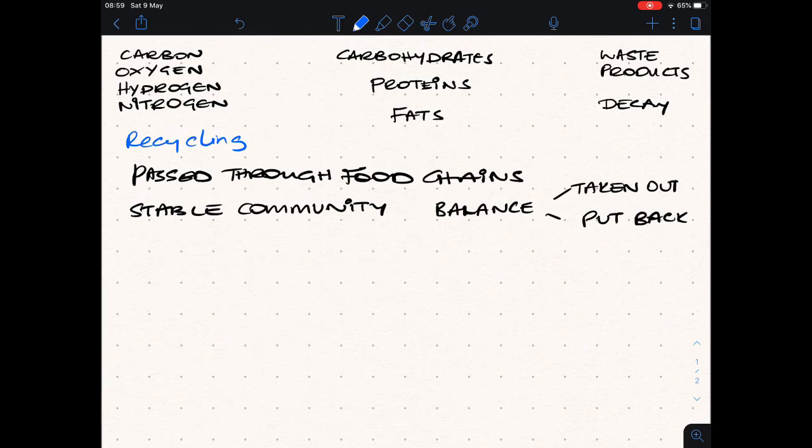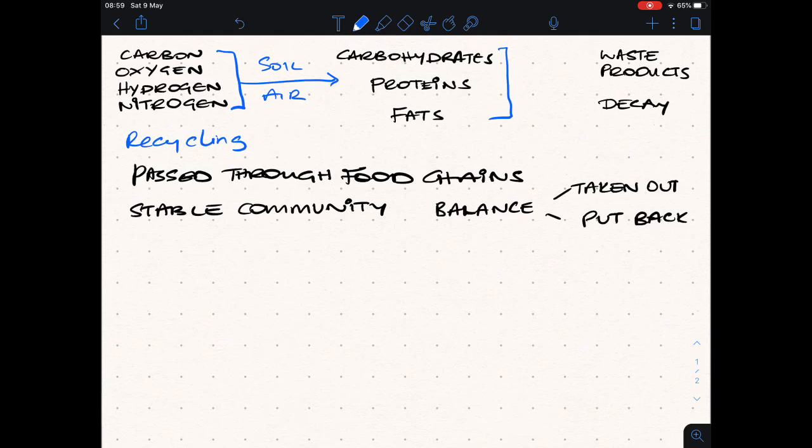elements, carbon, oxygen, hydrogen and nitrogen from the soil and air into complex compounds, carbohydrates, proteins and fats that make up living organisms. These get passed up the food chain, and these materials are returned to the environment in waste products or when the organism dies and decays.